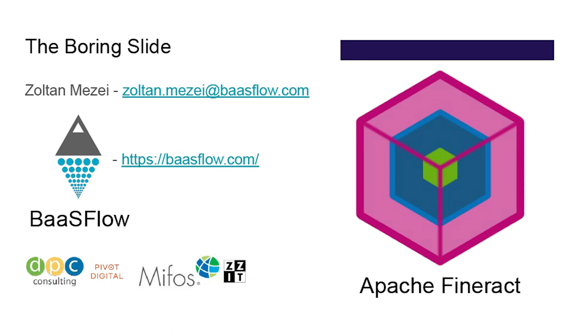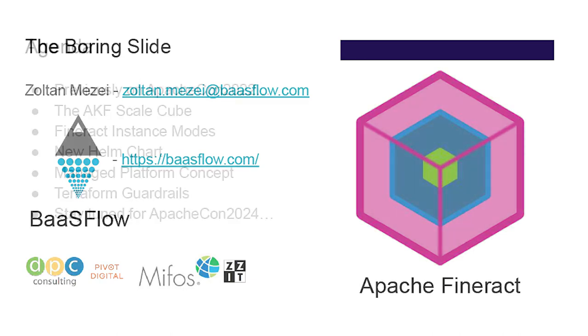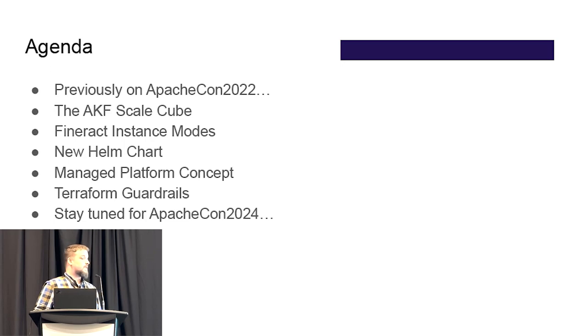So after this boring slide, I also included an agenda in this one, which might summarize what I will be talking about. So last year, István, one of my colleagues, was here and presented our plans and our ongoing implementations about Fineract scalability improvement. He talked about the EKF scale cube and talked about our plans on how we are going to implement the instance modes, or how they called for Fineract. Today, I'm going to talk about how we implemented it in practice.